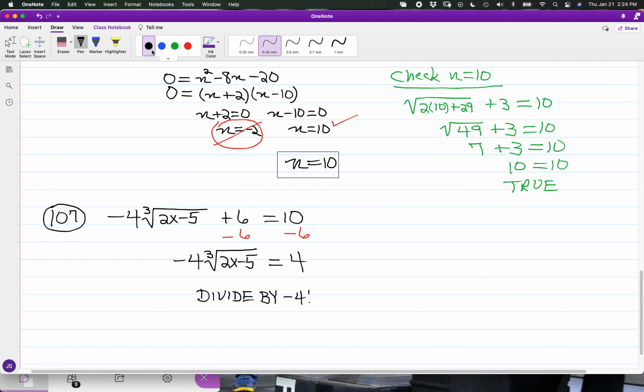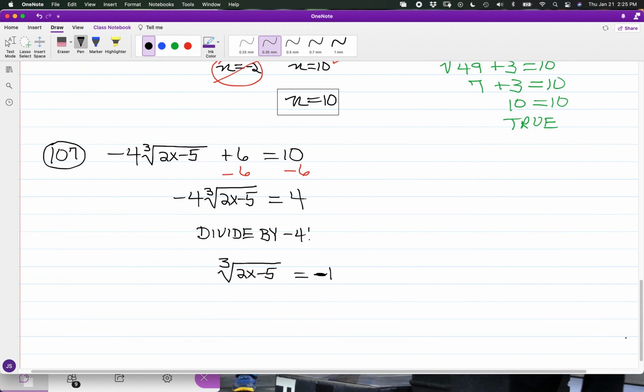So if I divide by negative 4, on the left-hand side we have the cubic root of 2x minus 5, and we have equal to 4 over negative 4, which will be negative 1. Again, if I had this set up as the second root or fourth root or any other even root of 2x minus 5 equal to negative 1, automatically there would be no solution. But since I'm dealing with an odd root, in this case, I can continue.